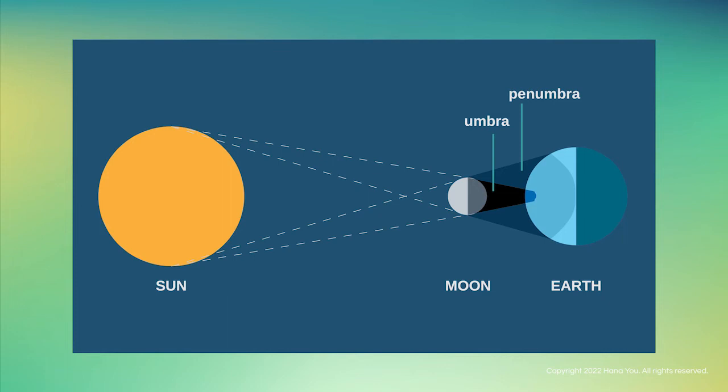A total solar eclipse occurs when the sun, moon, and Earth completely line up, and the moon casts its umbra on Earth. Only the people standing in the umbra will be able to see a total solar eclipse. Total solar eclipses exist only along a narrow path on the Earth's surface. They are not only brief, but also rare.